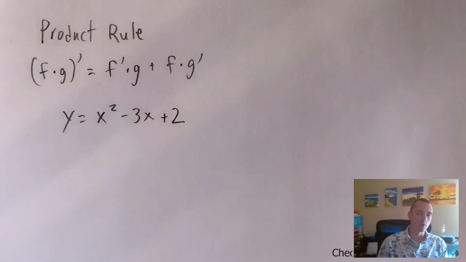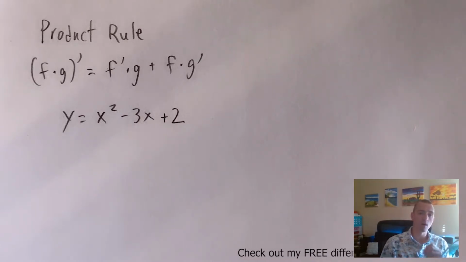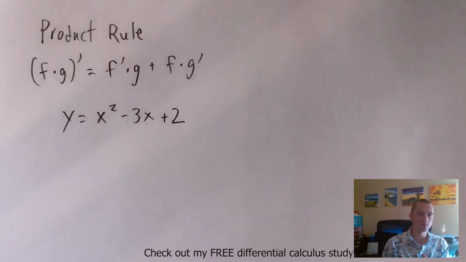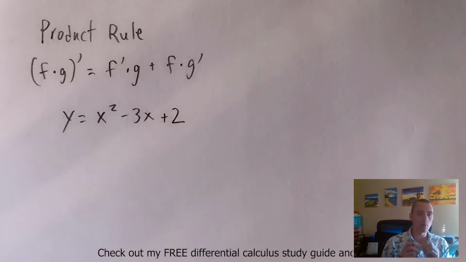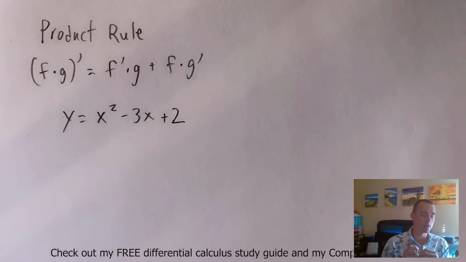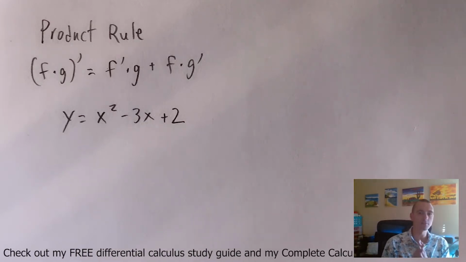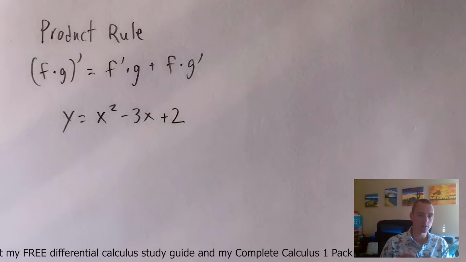So here's the example we're going to be going over today. We're going to be using the product rule to find the derivative of this function here, y equals x squared minus 3x plus 2. And you're probably thinking, the product rule doesn't work for this function, why would you try and do that? I want to prove a point here, and that is, in math, in calculus, there's oftentimes a lot of different ways to solve the same problem.